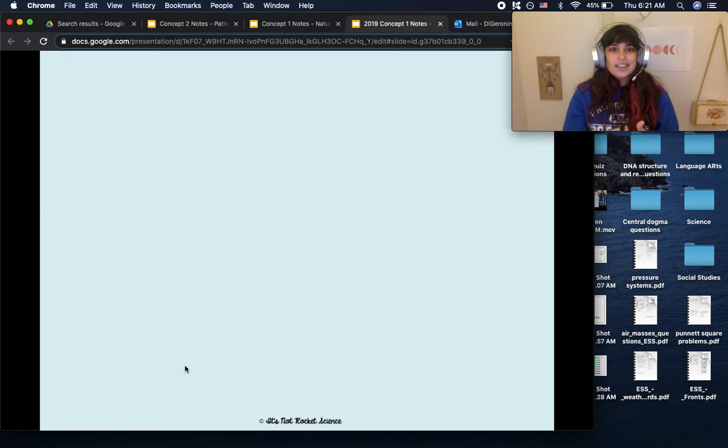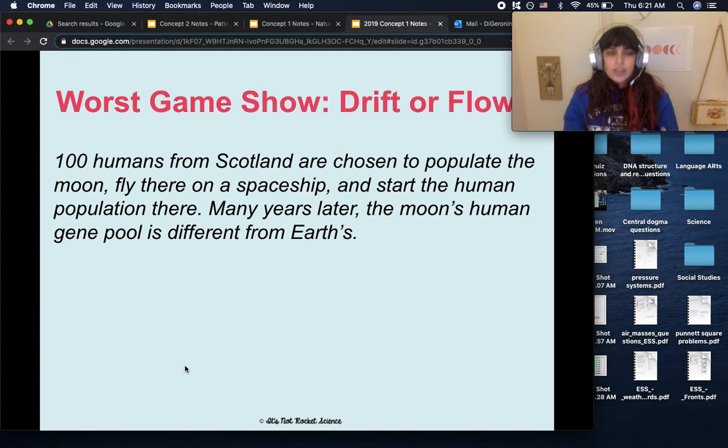Let's do one. Okay. 100 humans from Scotland are chosen to populate the moon. They fly there on a spaceship and start the human population there. Many years later, the moon's human gene pool is actually different from the gene pool on Earth. Try it out for yourself, drift or flow.